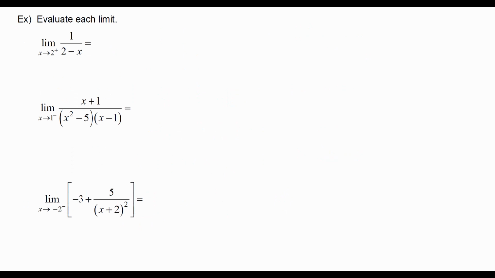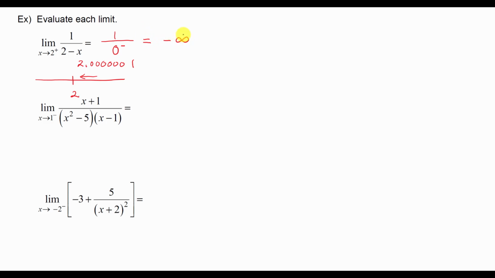Now let's use those properties to evaluate each limit. First one, the limit as x approaches 2 from the right of 1 over 2 minus x. If you come from the right, the number has to be bigger than 2. So you could think of x to be 2.00000001, something like that. Then you will get 1 over, and subtracting 2.00000001 will give a number close to 0 that is negative. So when you have 1 over negative zero, we said it's going to go to negative infinity.